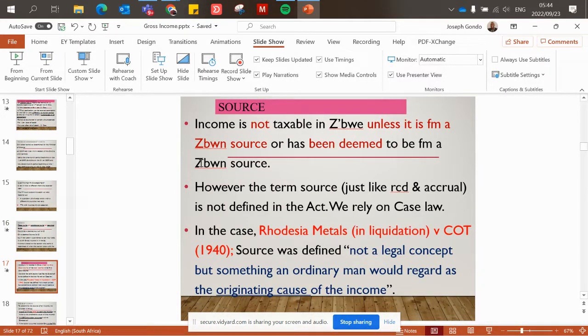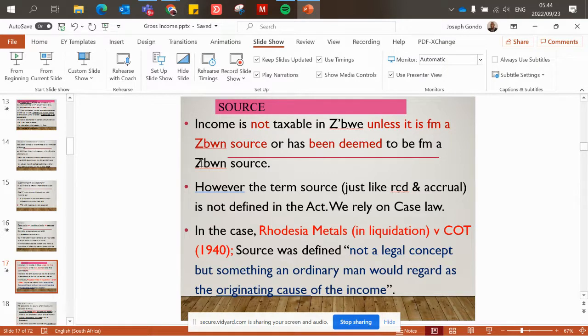Okay, let's talk about source. Income is not taxable in Zimbabwe unless it is from a Zimbabwean source. We talked about this in the previous slides. Or we can tax it if it is deemed to be from a source within Zimbabwe. However, the term source is not defined in the Act, but rather we rely on case law.